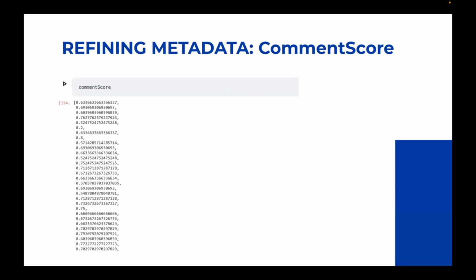Also, what kind of comment scores did we get? These are the list of different comment scores. For each post from a subreddit, we are getting various comment scores. Most of the comment scores were in a range of 0 to 1, as you can see here.